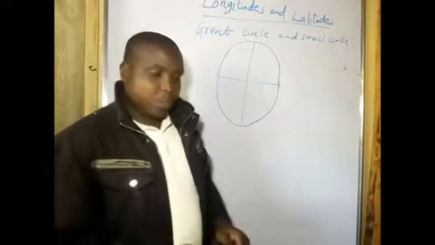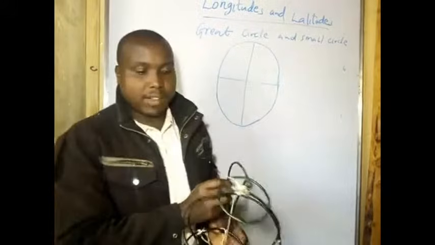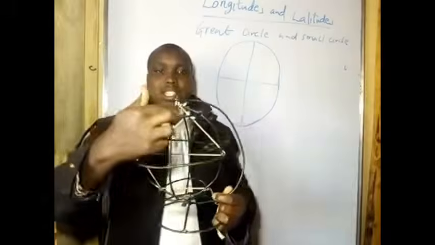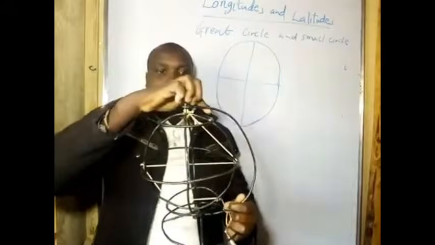So with me here, I have a globe. This globe has this circle, as you can see. There is this circle here.